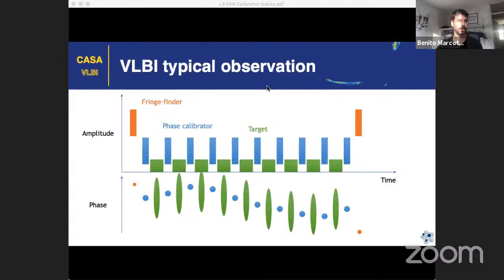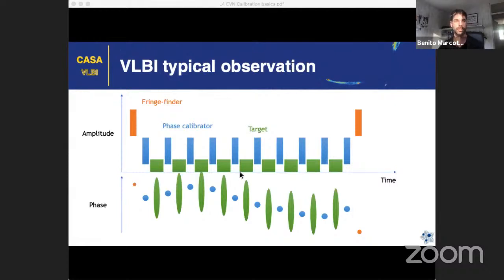You typically observe at least a couple of times a fringe finder, which will typically be your strongest source, so it will have the highest amplitudes. That means that for phases or other conditions, it will provide you the higher signal to noise. But this source is quite far from your target, so the solutions that you may find for the phases cannot be directly applied to the target.